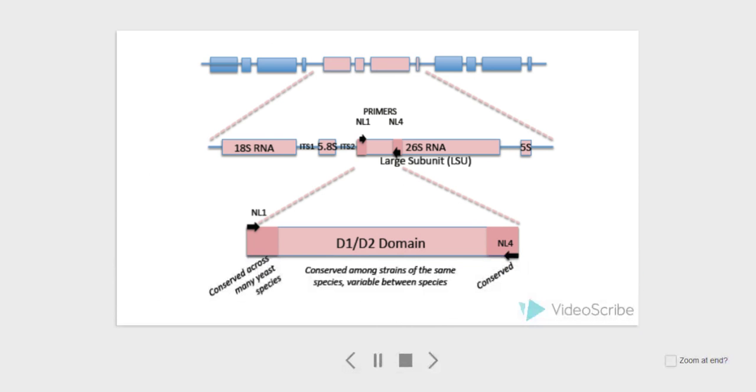So the D1D2 domain is a region of the 26S ribosomal DNA in yeast. So there's actually no D1D2 protein per se, but the 26S rDNA, we all know it's the coding sequence for producing 26S rRNA. So the D1D2 domain is part of the coding sequence that expresses 26S rRNA. It's variable between different species of yeast, and it's flanked by highly conserved sequences. And so you can exploit the sequences as primers to amplify the region, which is what we've done in our study.